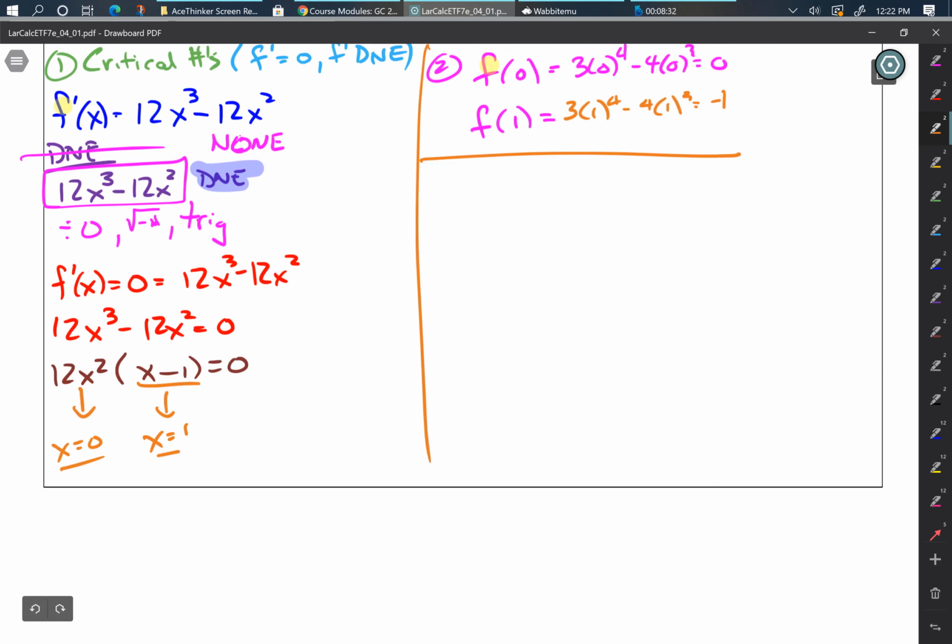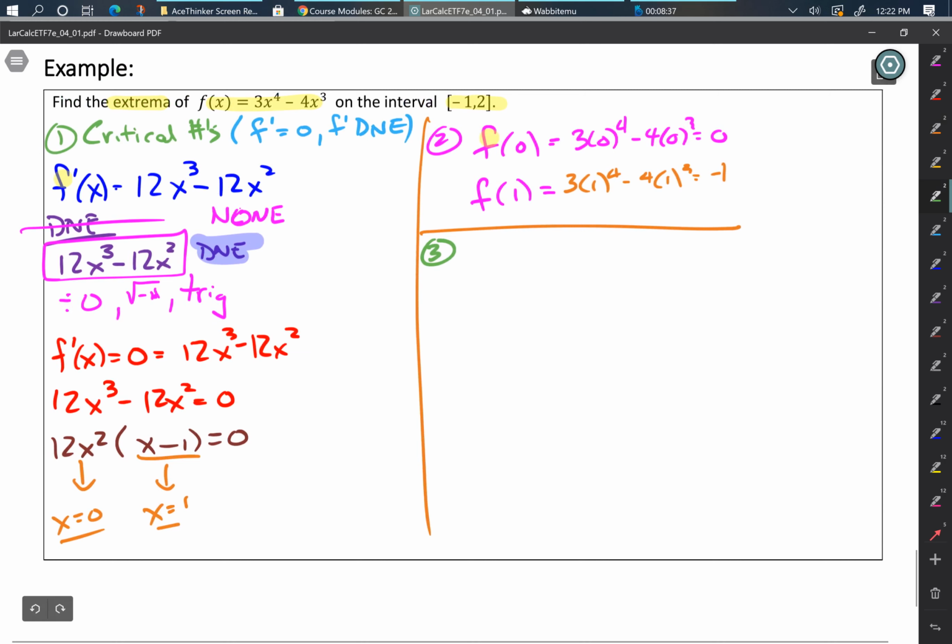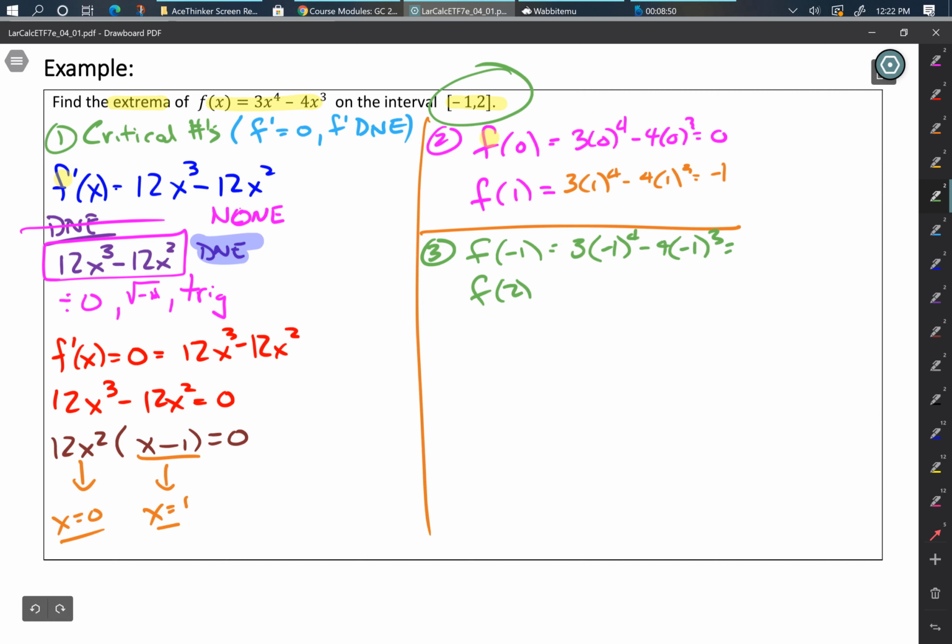We move on to step 3, evaluate the function at the endpoints of the interval. That means we need to find f of negative 1 and f of 2. F of negative 1 is going to be 3 times negative 1 to the 4th minus 4 times negative 1 cubed, which I believe is 7. Negative 1 to the 4th is positive 1, so 3 times 1 is 3. Negative 1 cubed is negative 1 times negative 4 is positive 4. 3 plus 4 is 7.